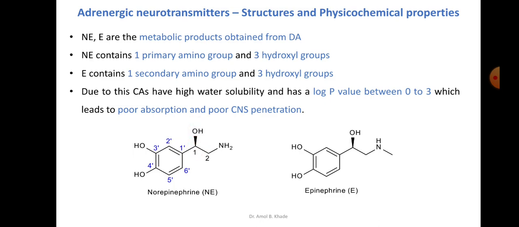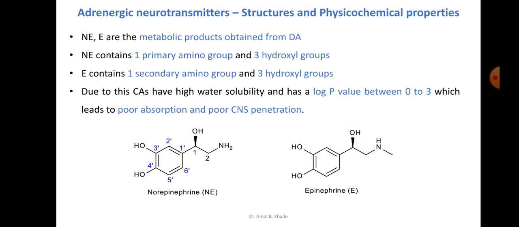Then epinephrine contains one secondary amino group. If you compare the structure of epinephrine with that of norepinephrine, you can easily observe there is now a nitrogen which has only one hydrogen. Here it was a primary amino group, now it becomes a secondary amino group because only one hydrogen is attached to the nitrogen. So one secondary amino group and three hydroxyl groups, two from the catechol and one at the beta carbon or carbon 1 of this particular chain.